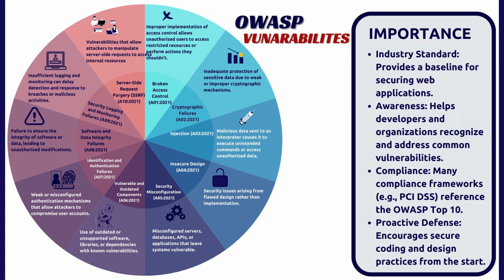Why is the OWASP Top 10 important is the question. Number 1, the industry standard, because it provides a baseline for securing web applications. Number two is its awareness. It helps developers and organizations recognize and address common vulnerabilities. Number 3 is its compliance. Many compliance frameworks like the PCI DSS reference the OWASP Top 10. Number 4 is the proactive defenses, which encourages secure coding and design practices from the start.